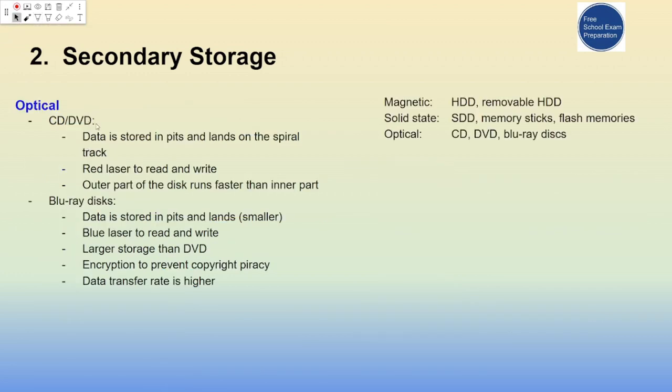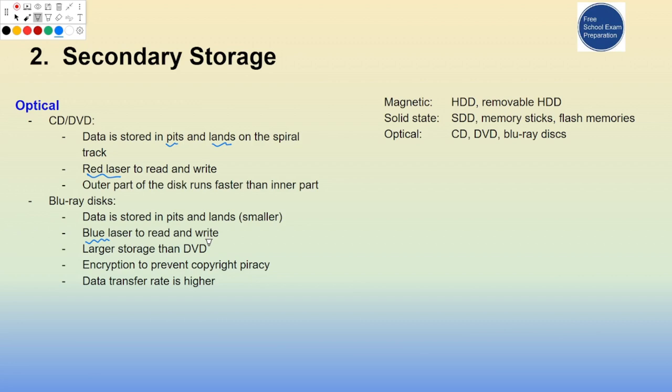Okay, so the third technology of secondary storage is optical. CD, DVD, and Blu-ray all use this technology. For all three, the data is stored in pits and lands. However, CD and DVD use a red laser to read and write, while Blu-ray discs use a blue laser. The pits and lands in Blu-ray discs are much smaller than those in CD or DVD, so a Blu-ray disc usually has larger storage than a DVD.